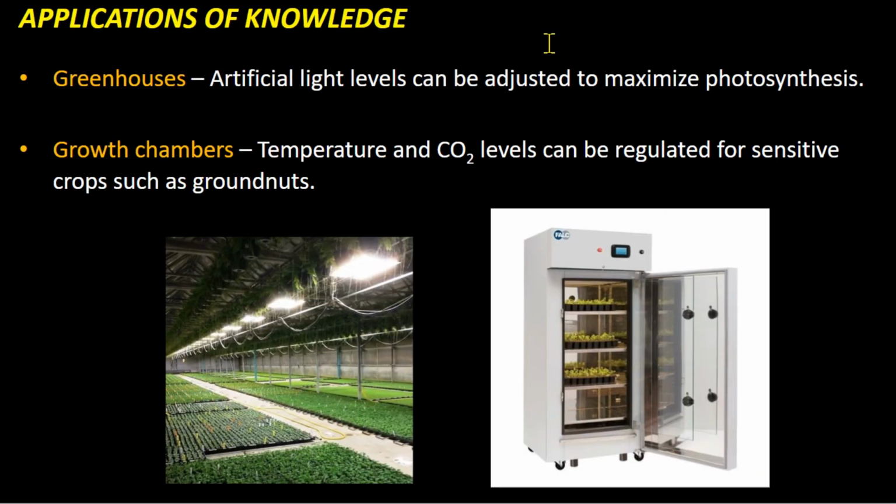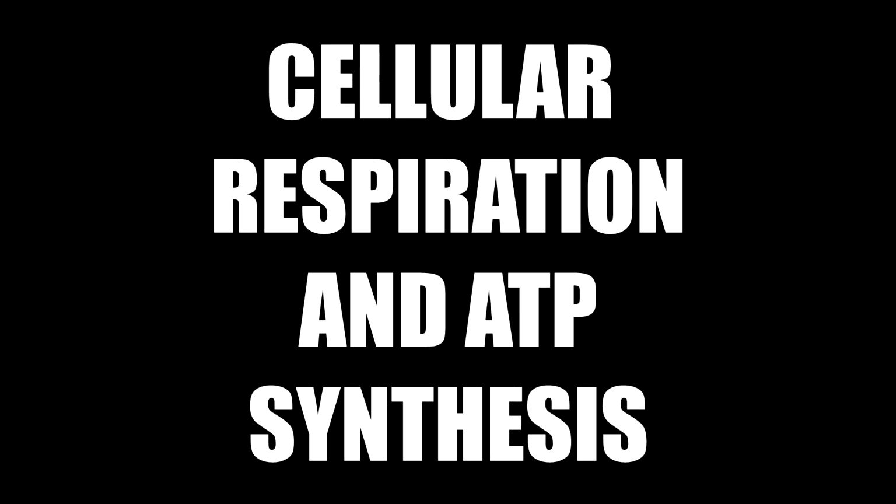So there are many ways you can apply this knowledge, and this would be through greenhouses. Artificial light levels can be adjusted to maximize photosynthesis, or with growth chambers, where temperature and carbon dioxide levels can be regulated for sensitive crops such as groundnuts. So it's important to know at what points factors become limiting and not limiting.